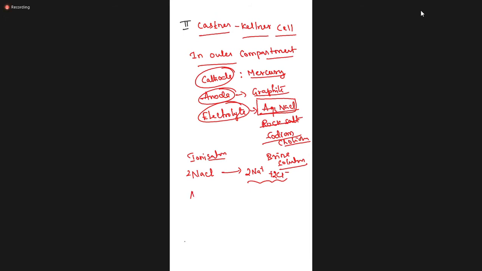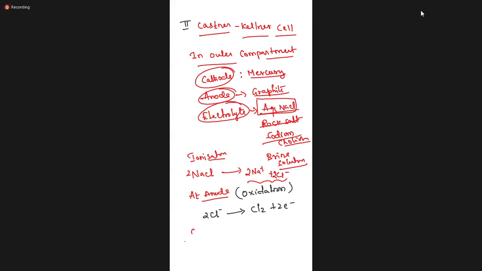At the anode, what type of reaction takes place? You know very well, I already told you. Oxidation reaction takes place at the anode. At the cathode, reduction reaction always takes place. Oxidation means losing electrons. So when 2Cl minus loses electrons, it becomes Cl2 gas, losing 2 electrons.